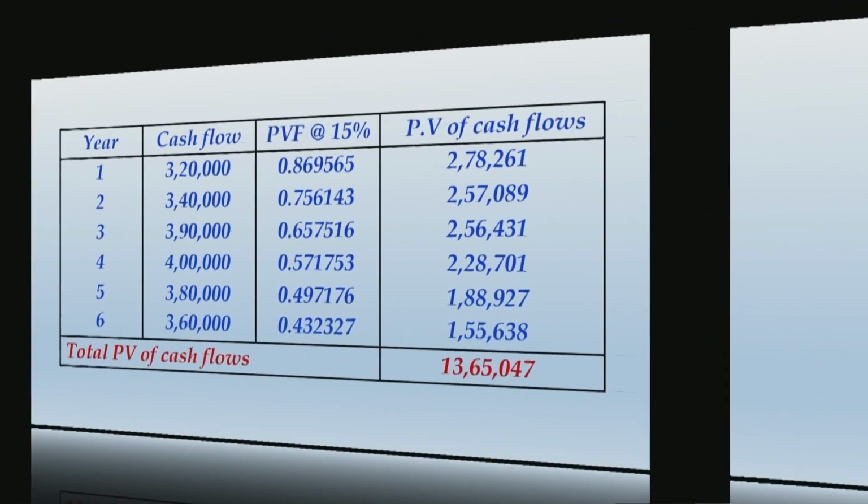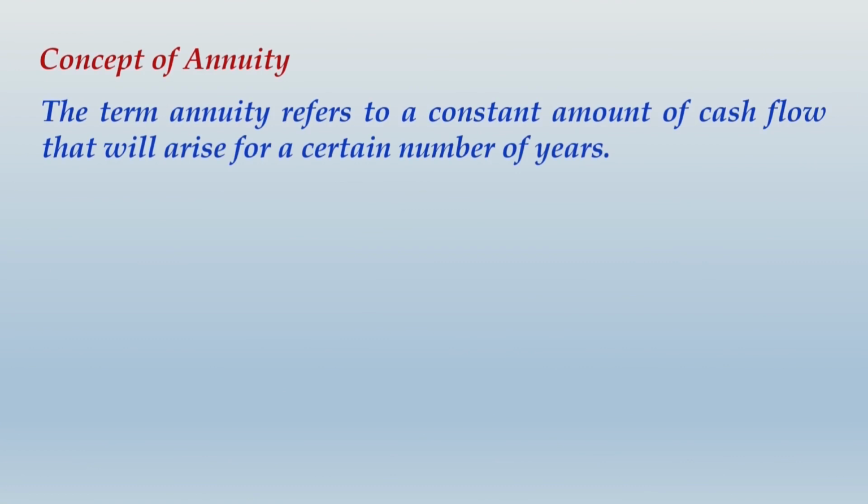We can proceed ahead and write up the next heading under the concept of time value of money as concept of annuity. Now what is annuity? The term annuity refers to a constant amount of cash flow that will arise for a certain number of years. Now let us understand this with calculations over here.